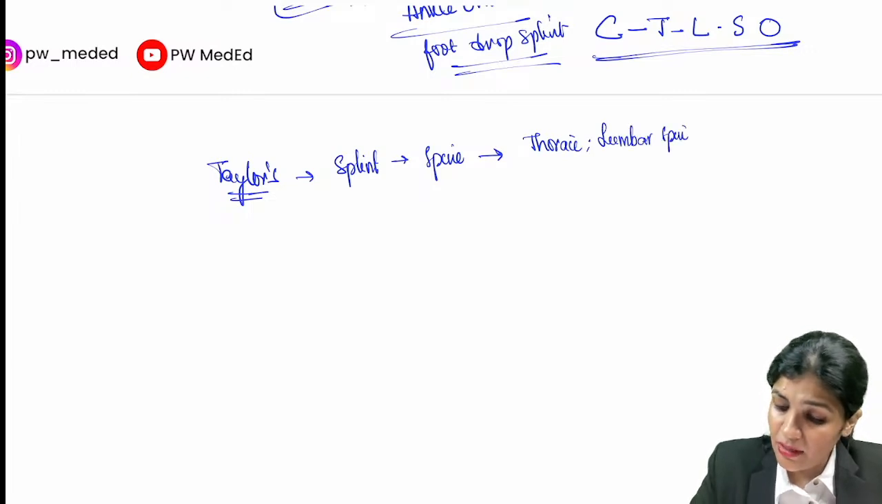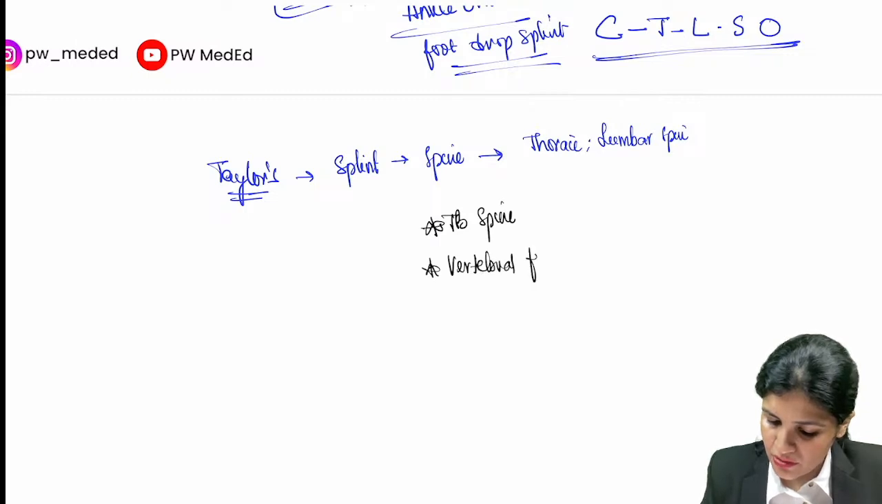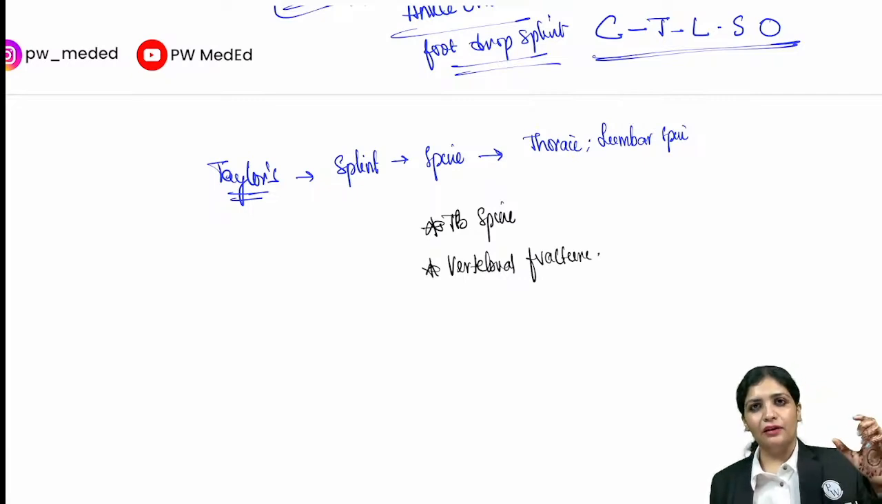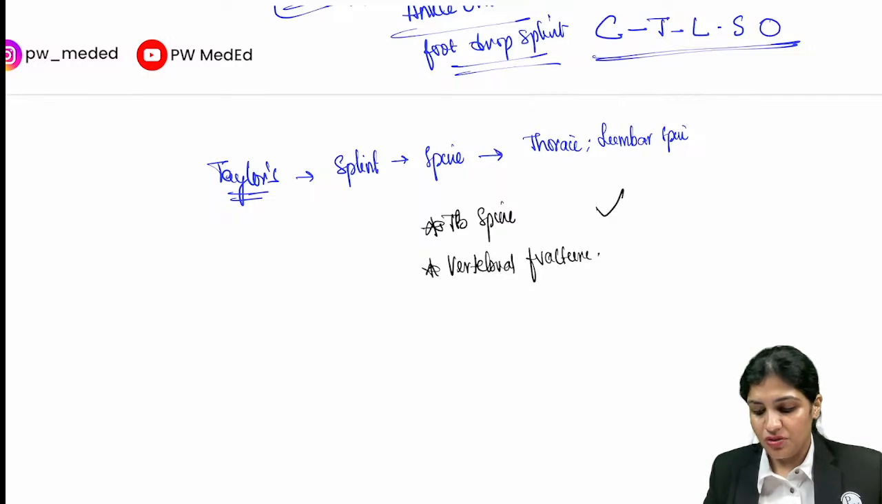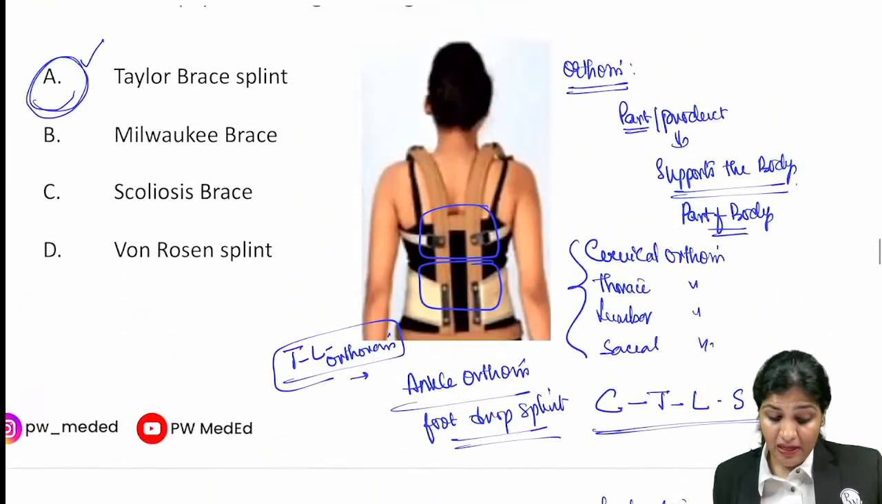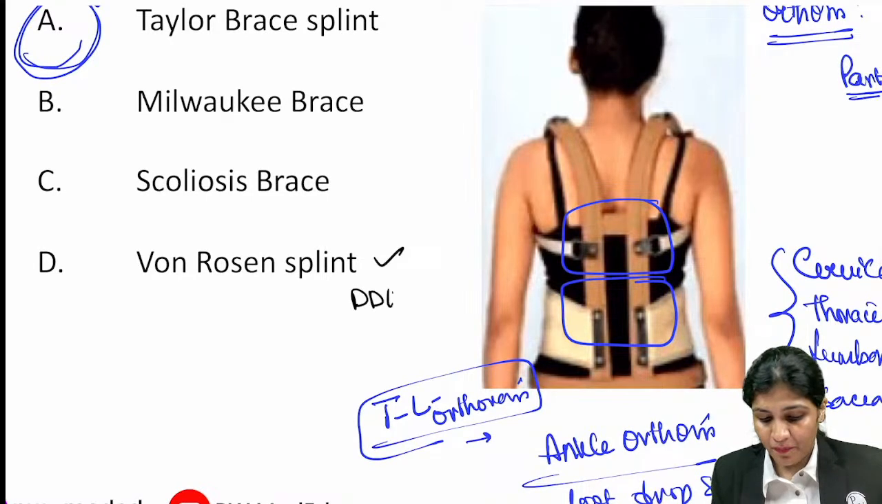And where do you use them? The most classical thing where we use is the TB spine and then vertebral fractures, right? So vertebral fractures and TB spine are the areas where you support the spine. So these are the areas where you use the splint. This is called the Taylor splint. And now you already know what is von Rosen splint, that is for the DDH.